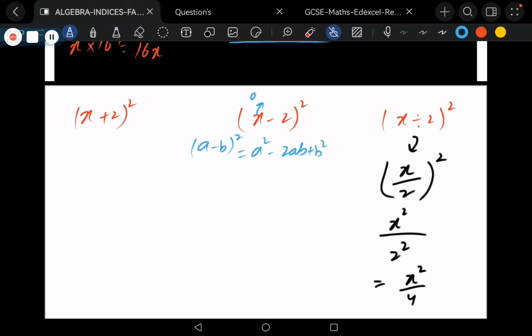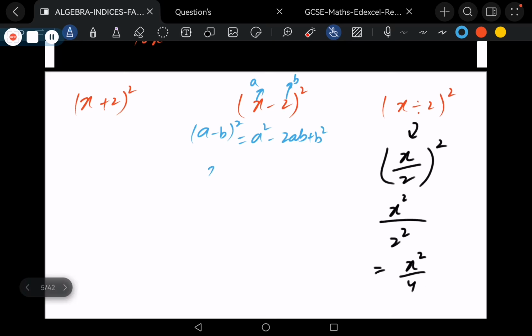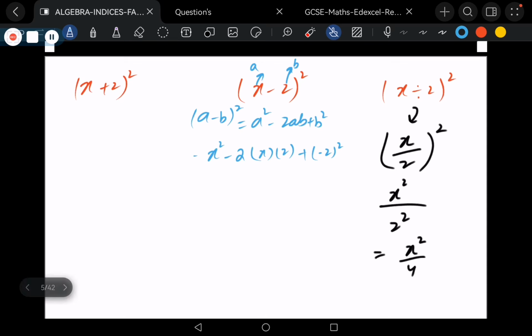So this term is acting as a, and this term is acting as b. Once I open it using that formula, it's going to be x square minus 2 times x times 2 plus b square, meaning minus 2 whole square. Make sense? Now putting back the values into the simplified form, x square minus 2 times 2 is 4, so 4x plus negative 2 whole square. A negative square is always positive, so negative times negative is positive, and 2 square is 4. So it's going to be x square minus 4x plus 4.